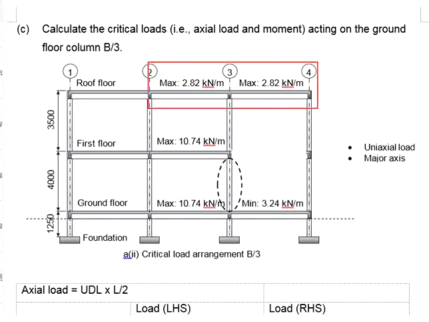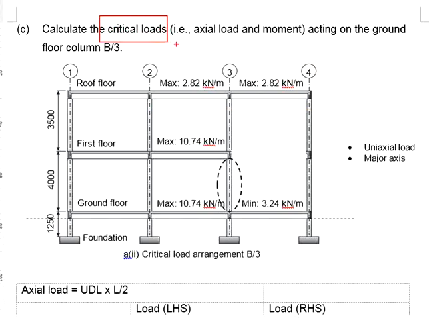As for the roof floor, we will use the maximum loads throughout. To determine the critical loads, you need to determine the axial loads and the moment. The axial loads taken by this column, it will be everything above the columns. That will give you maximum load, and maximum loads here. As for the moment, there will be two moments, one at each end of the column.